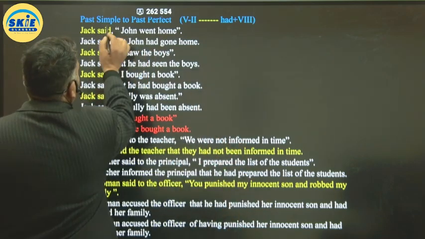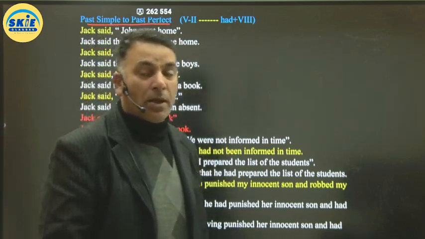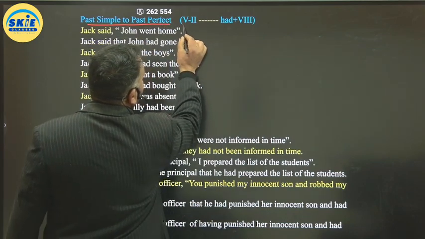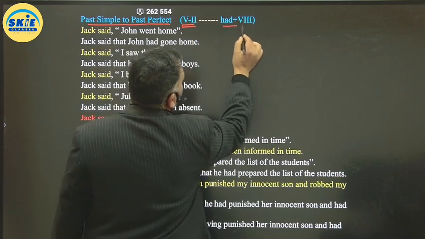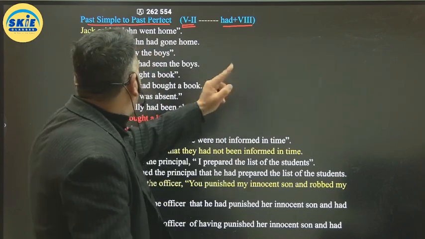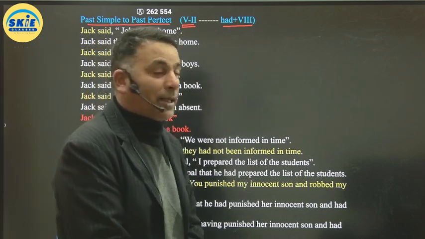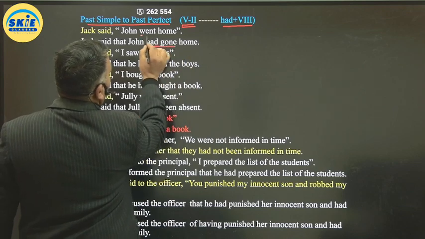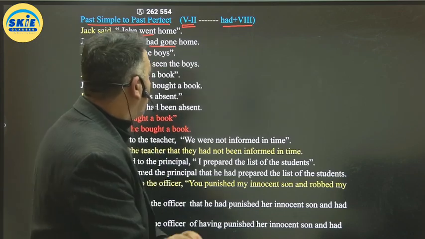Now, if you see here, past simple is changed to past perfect. And for that, if you remember, past simple is represented by the second form of the verb, and it is changed to had and the third form of the verb, which is past perfect. For example, Jack said, John went home. Jack said that John had gone. Went is the second form, past simple, and had gone is past perfect, the third form, right?